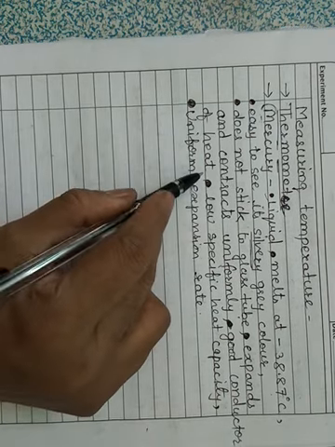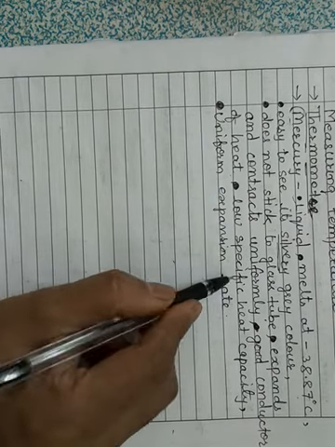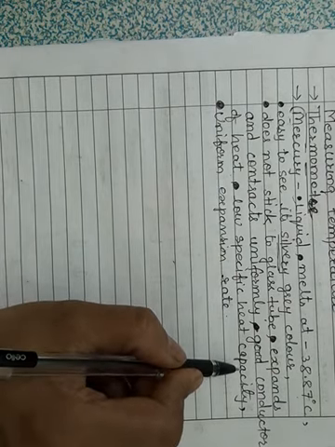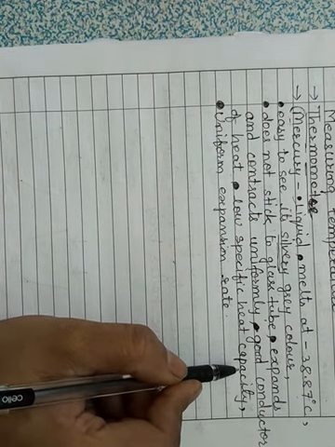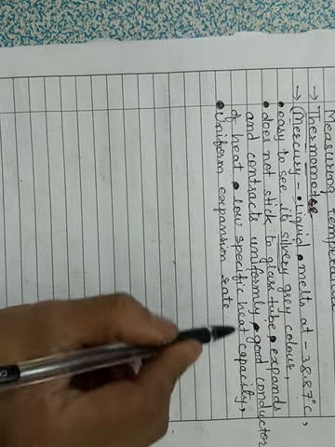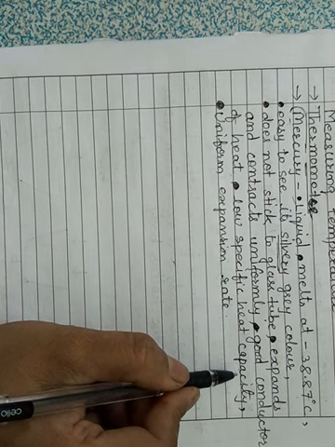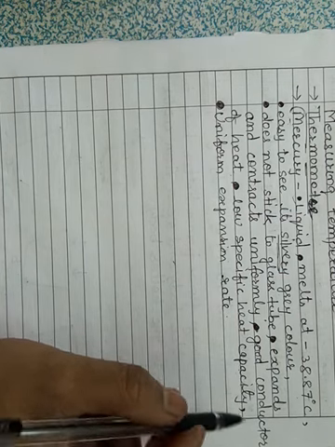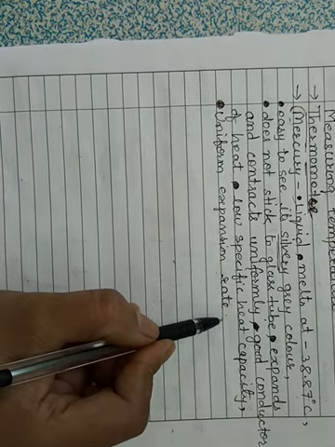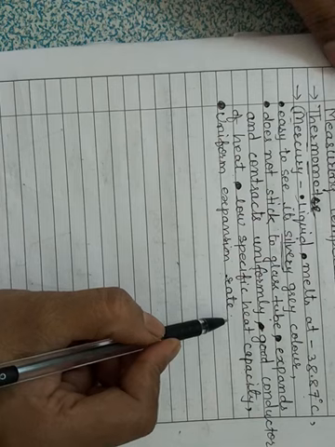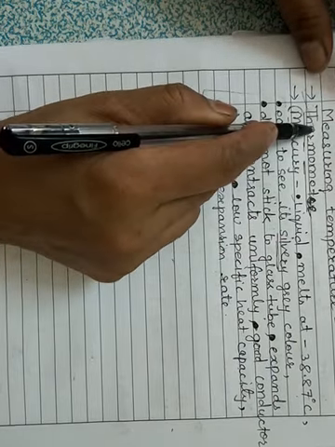Then it is a good conductor of heat, and its low specific heat capacity means it gets expanded at a very low temperature. Its specific heat capacity is very low. At very low temperature it gets expanded. And its rate of expansion is uniform all over. So these are the reasons why mercury is used in thermometers.